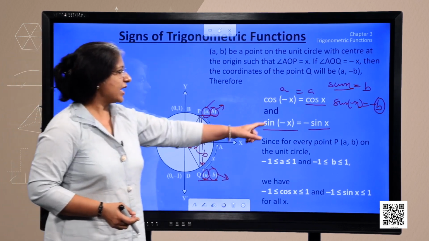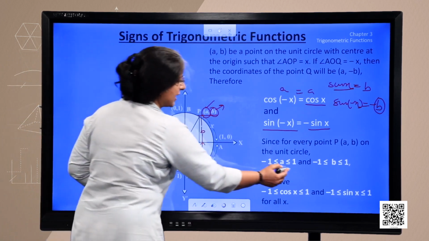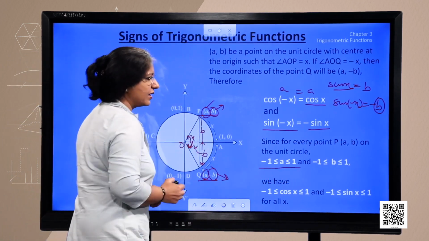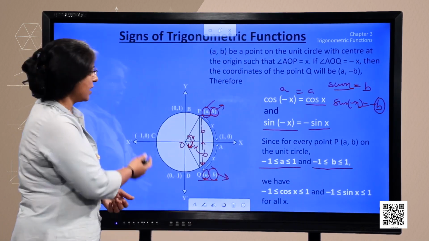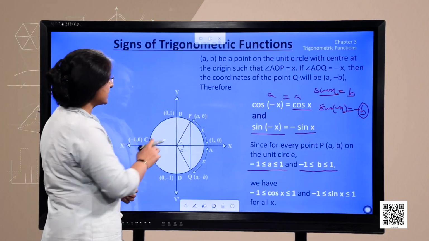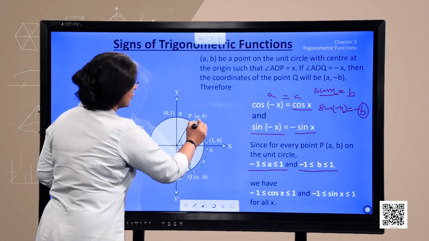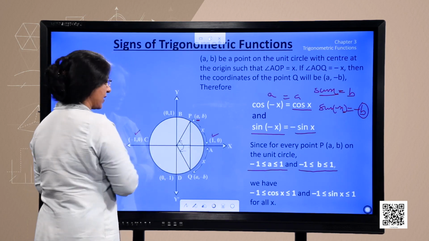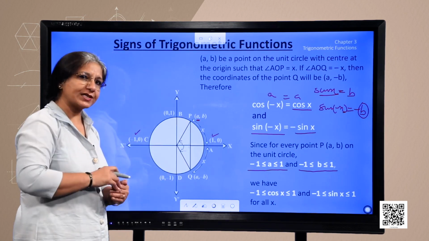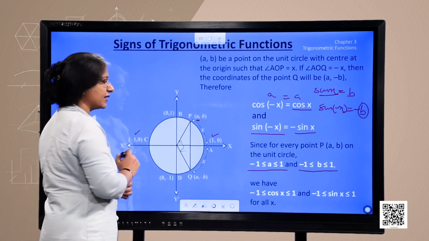So, since for every point AB on the unit circle, A lies between minus 1 and 1 and also B lies between minus 1 and 1. See how? Now, as you can see from this diagram, the value of A goes maximum up to 1 and minimum up to minus 1. So, the value of cos x also is maximum 1 and minimum is minus 1.